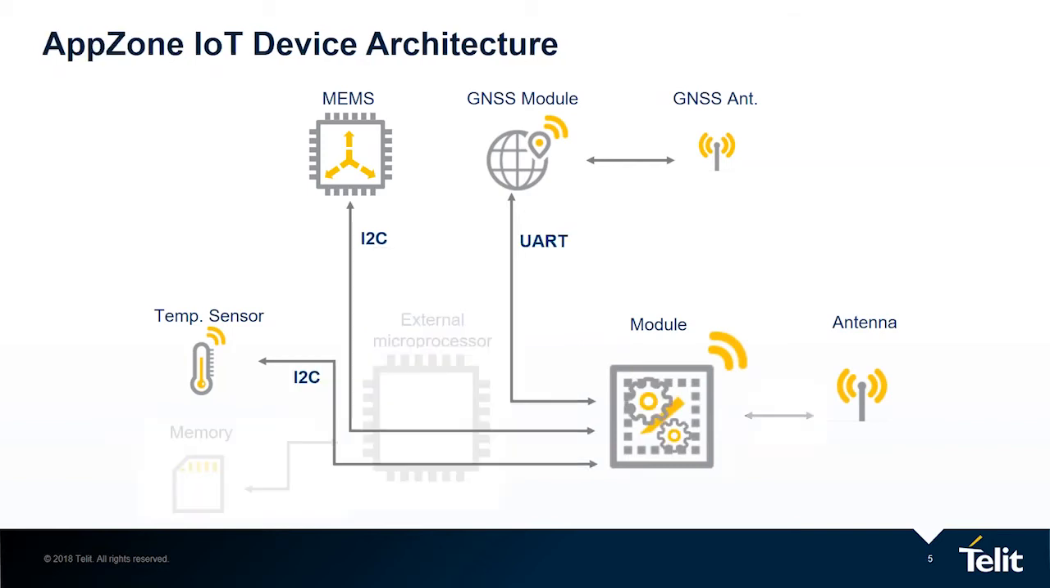In this second slide, you see how the architecture changes when you implement it with the AppZone. So all the peripherals are directly connected to the module. The application is running on the module, and you basically can get rid of the external processor, the associated memory, and all the glue logic.